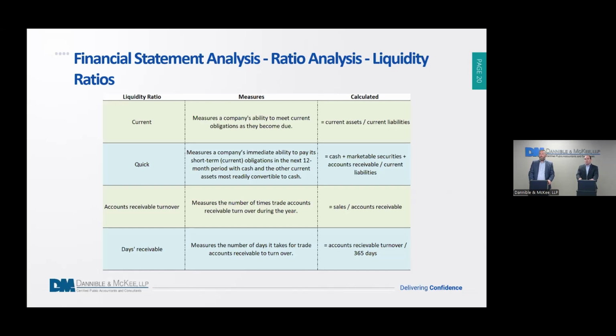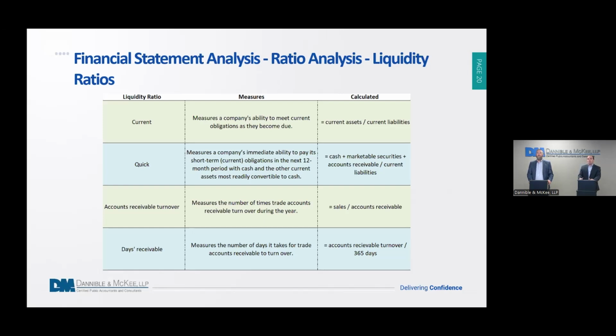So the quick ratio is pretty comparable. You are comparing your current assets to your current liabilities, but you're taking out any inventory that you might have or any unusual other current assets that you have. So you're really taking your cash, marketable securities, and AR, which are those three assets that you can convert to cash really quickly to meet future obligations. And then your accounts receivable turnover.